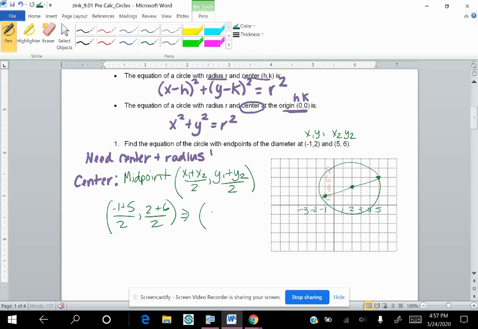Combine those: 5 minus 1 is 4, 4 over 2 is 2, 2 plus 6 is 8, 8 over 2 is 4. So it looks like I plotted it right on the exact point there, (2, 4). So we verified that. That is going to be our h and our k. Okay, next, we're going to find the radius.